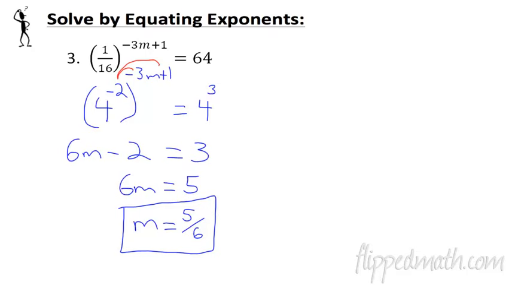And you should have come up with m equals 5/6. You can see here my steps. I just had to distribute the negative 2, and then I would have my 6m minus 2, and again, equate the exponents. So again, solving by equating exponents is, if you can create the bases to be the same, then you can equate the exponents.